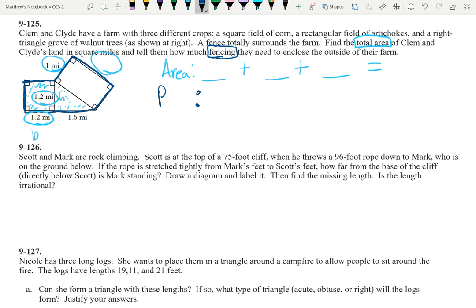And then we're looking at the perimeter. So how can I get these side lengths over here? What do I know about squares, rectangles, and triangles that can help me figure out those missing side lengths?